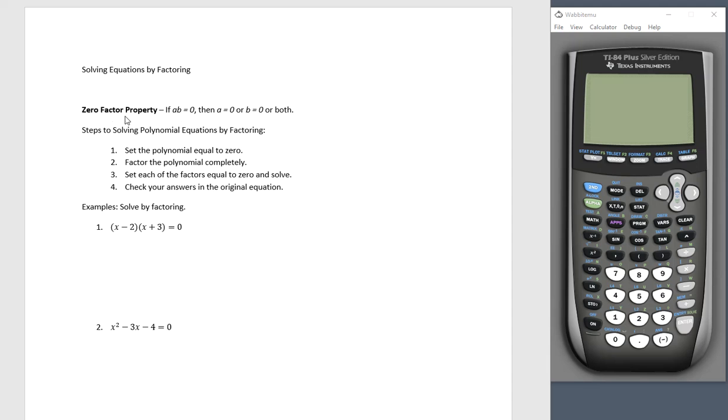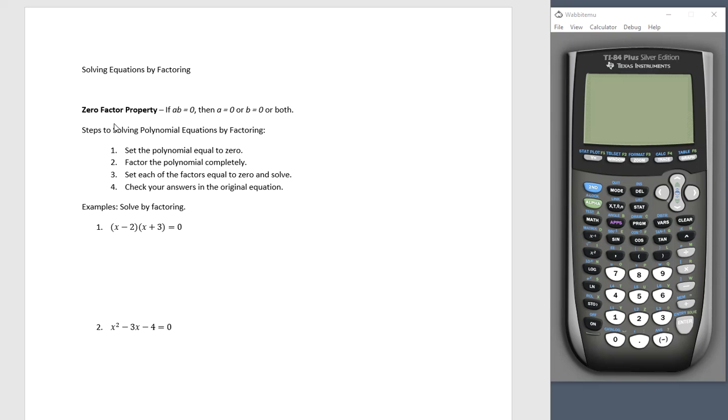Now, this is special about 0, right? Because if two numbers multiply to be 4, it could be 2 and 2. It doesn't have to be 4 times something else, right? 4 times 1. But if you multiply to get 0, one of them had to be 0 or possibly both. That's it. That's the whole property. And there's so much we could do with this.